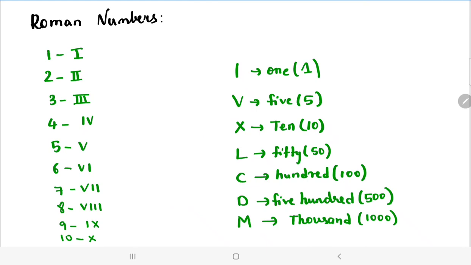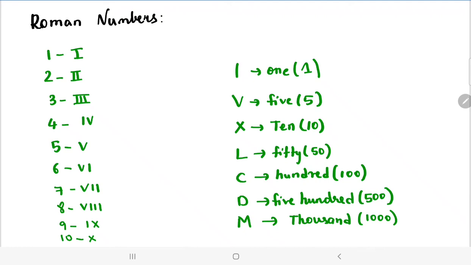If you see, we will represent 1 like this only. 2 is represented with 2 sticks, because 1 plus 1 is equal to 2. So when you combine 2 lines, that is representing 2 here. 3 will represent 3. If you write 3 bars like this, then that is known as 3 in Roman numbers.